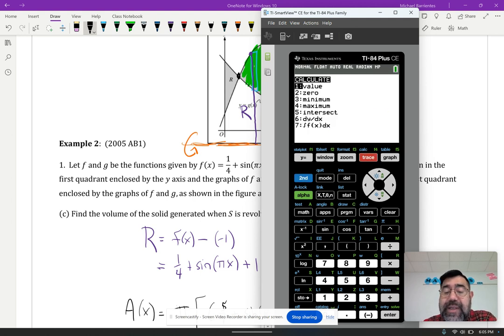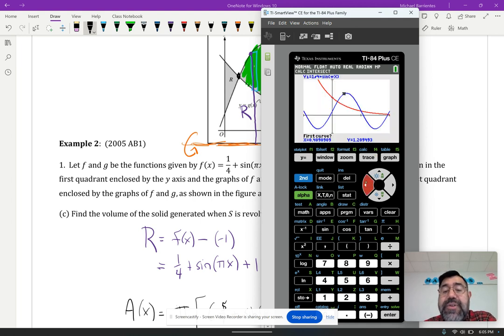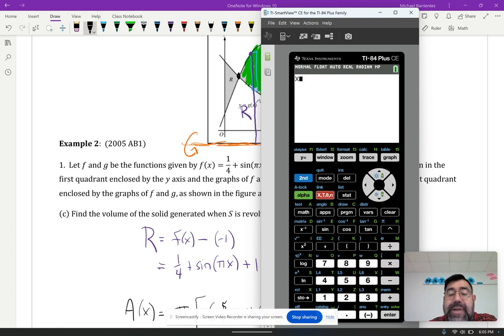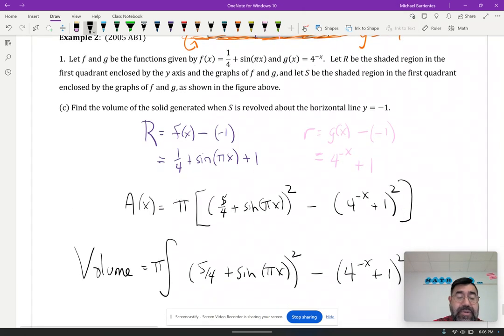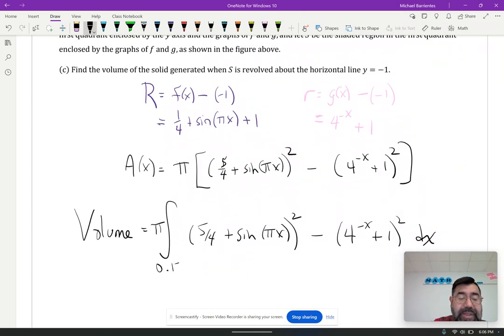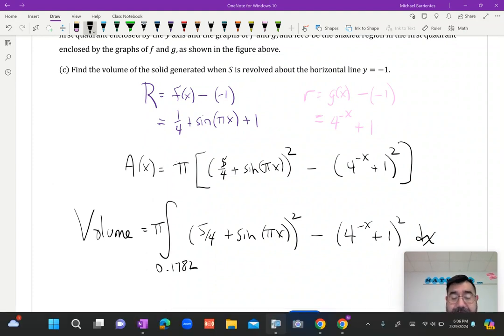So I'm just going to go ahead and press second trace. We're going to do an intersection, option number 5. I'm going to get closer to the first one because I'm looking for that one first. Press enter, enter, enter. And we get an intersection point of 0.1782. I come over here and I press X and I store this in alpha A. 0.1782.